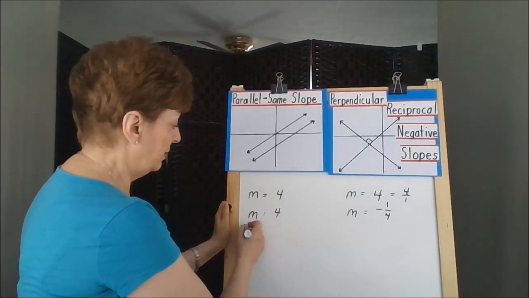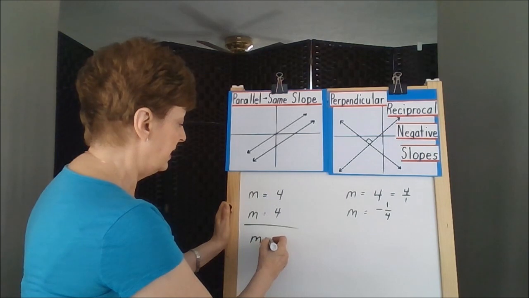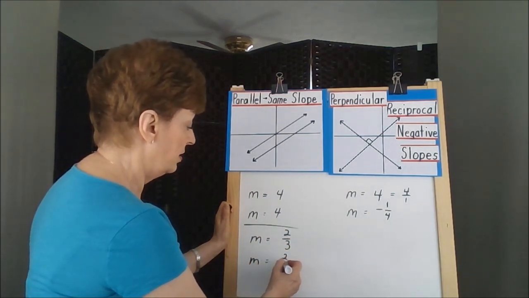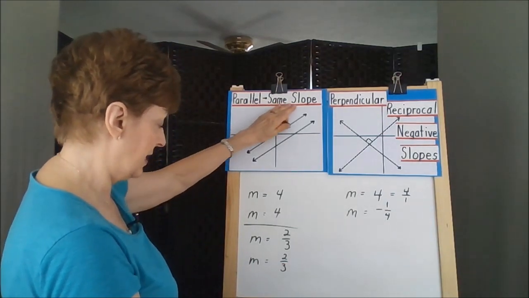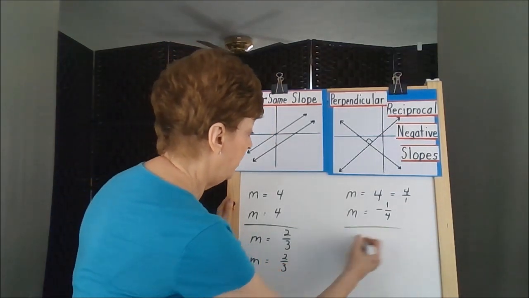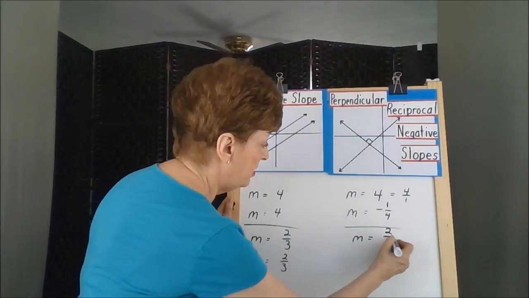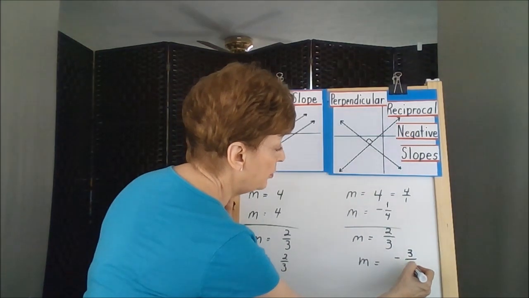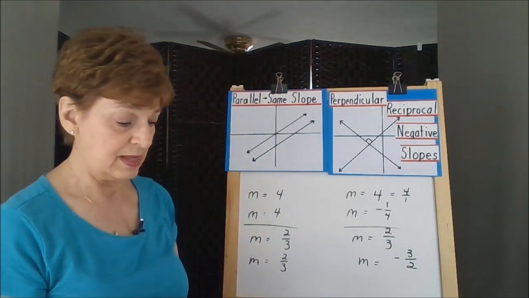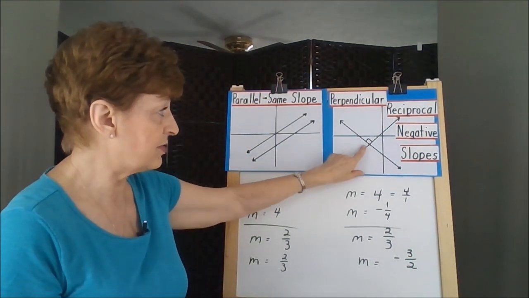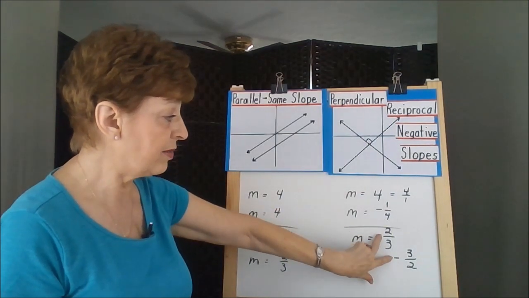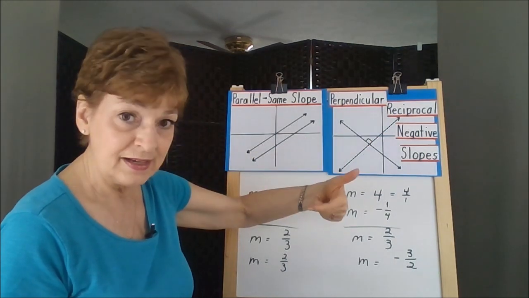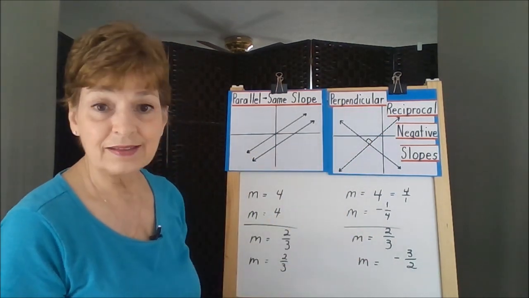So like on this one, if I had another example, m is equal to 2/3, and m is equal to 2/3. So the slopes are the same. Over here we would have m is equal to 2/3, and m is equal to negative 3/2. That's what they mean when they say perpendicular lines form right angles, and you can tell that they're right angles when the slopes are flipped and have different signs.